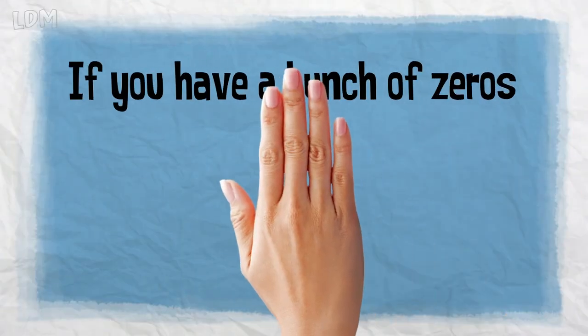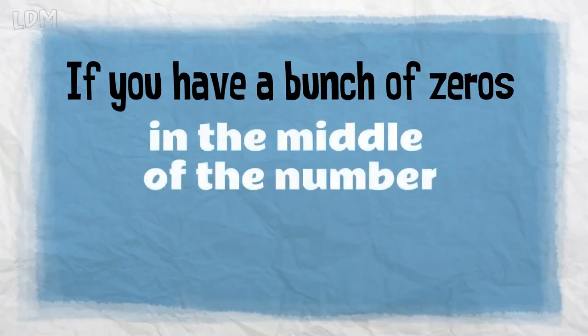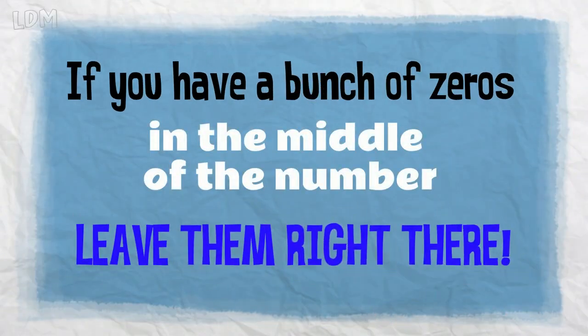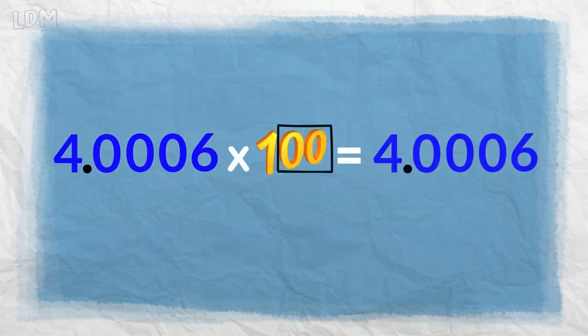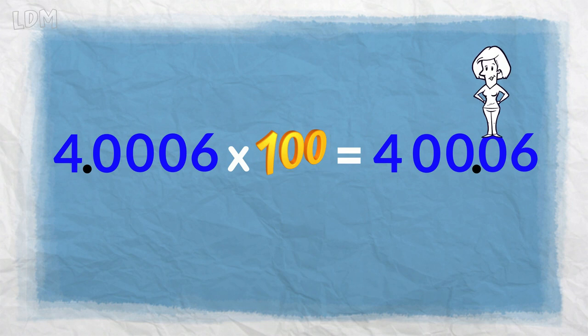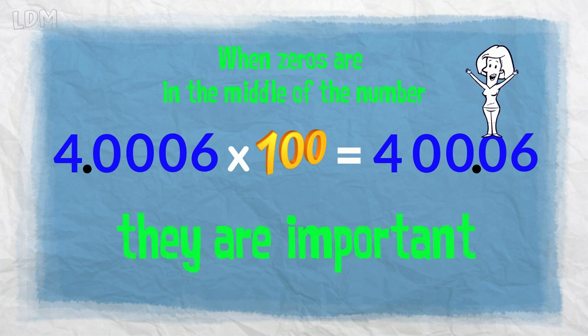And if you happen to have a bunch of zeros in the middle of the number, leave them right there. In this one, move the decimal point 1, 2 places, and we get 400.06 as our answer. When zeros are in the middle of the number, they are important.